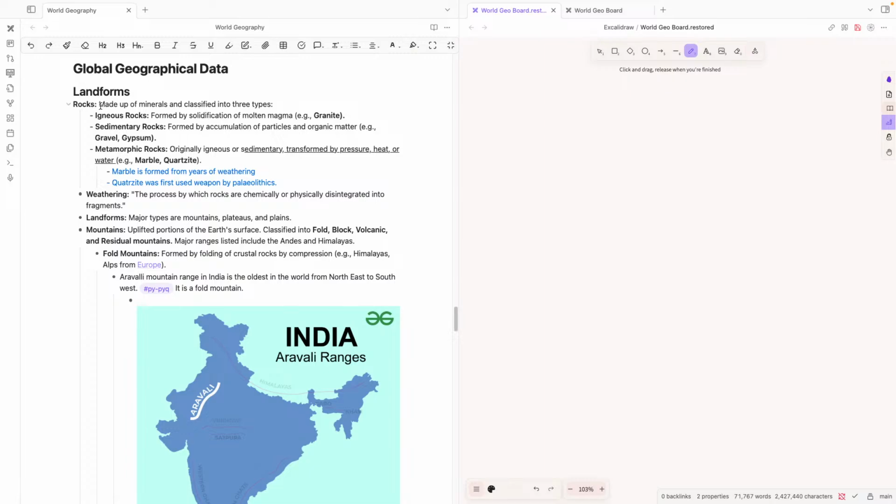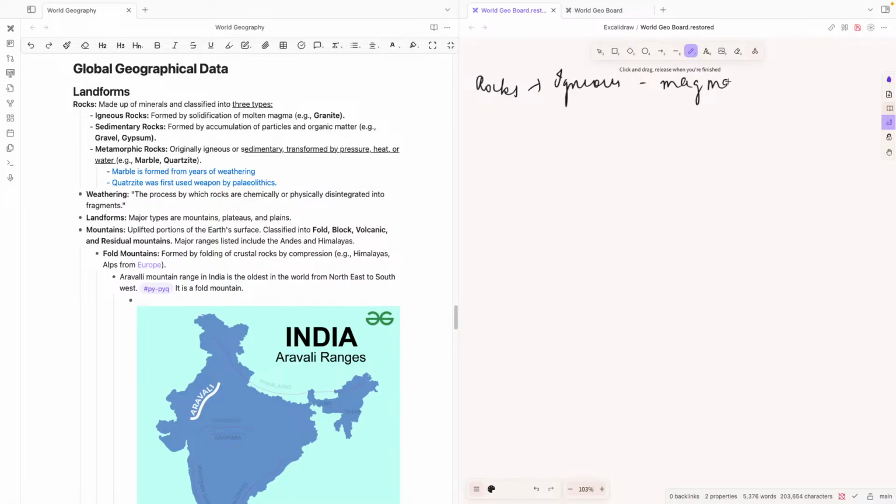Okay, so landforms are basically initially rocks. Rocks are made up of minerals and classified into three types. They might be igneous rocks formed by solidification of molten magma, that is granite, sedimentary rocks, and metamorphic rocks. So we can say that rocks are of three types. Igneous rocks are formed from the molten magma.